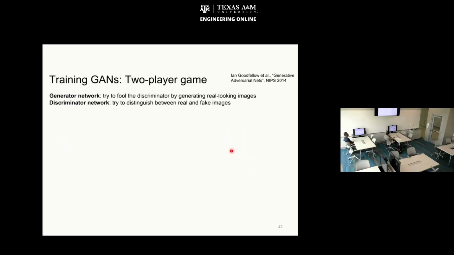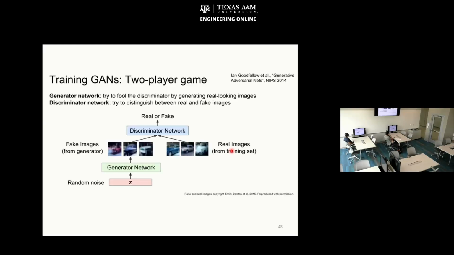Okay, so the trick lies in this. It's using the discriminator as a player and playing a game against the generator. So the generator tries to fool the discriminator by generating real-looking images, and the discriminator tries to distinguish between real and fake images, okay? So that's where the loss is coming from. That's how you train, right?